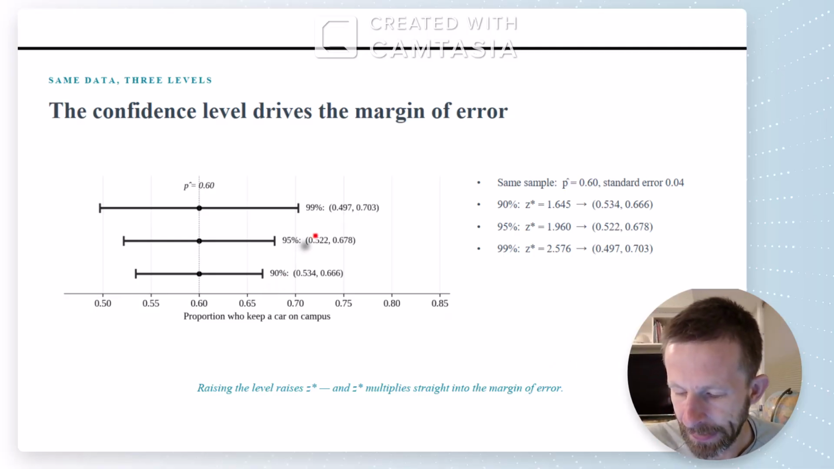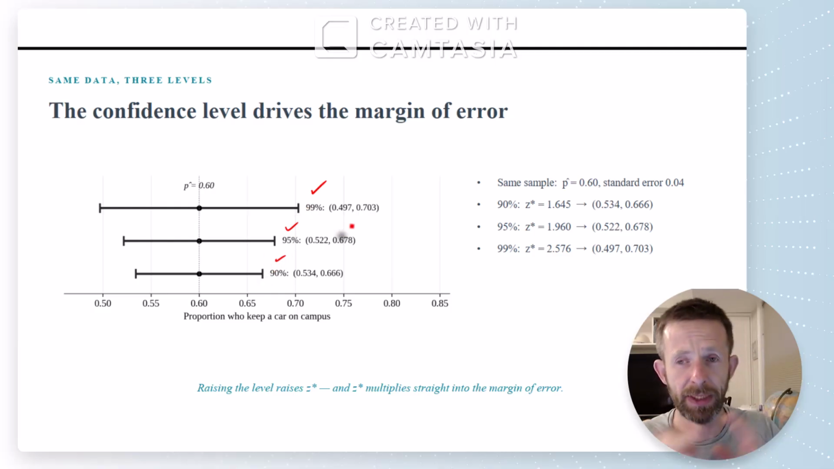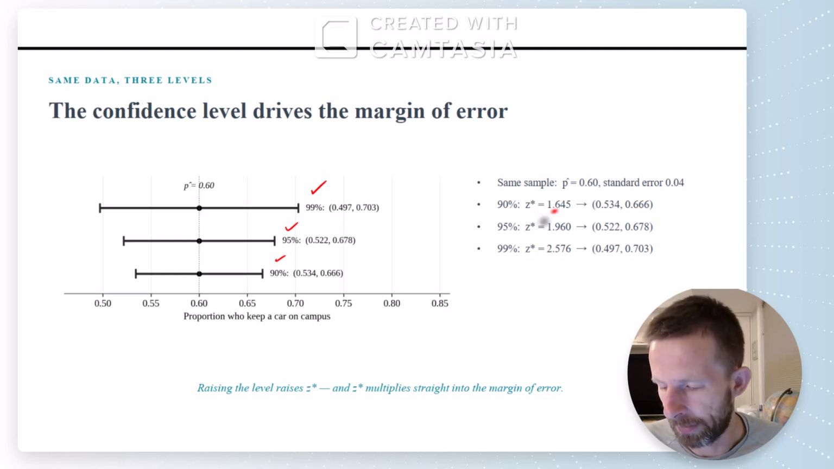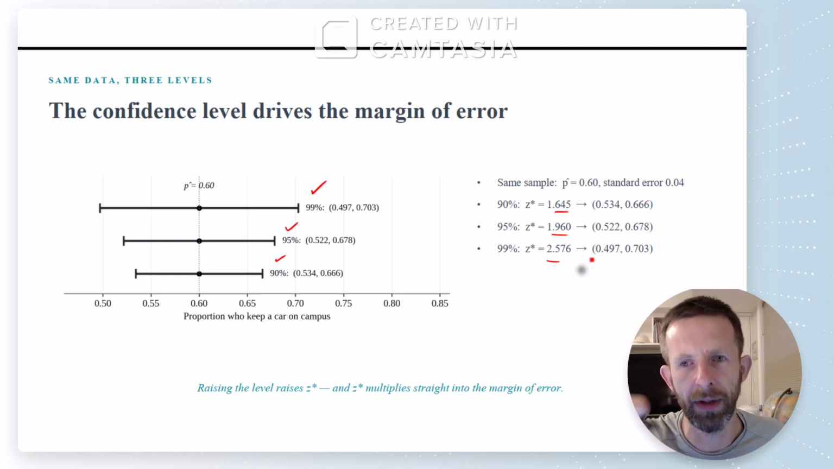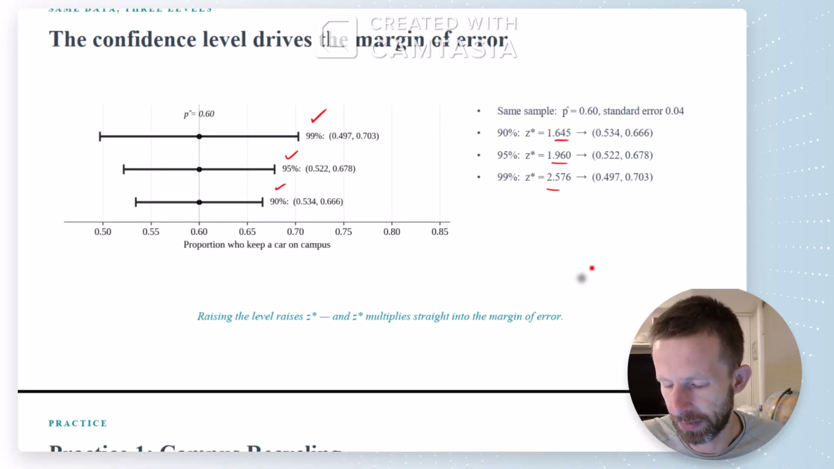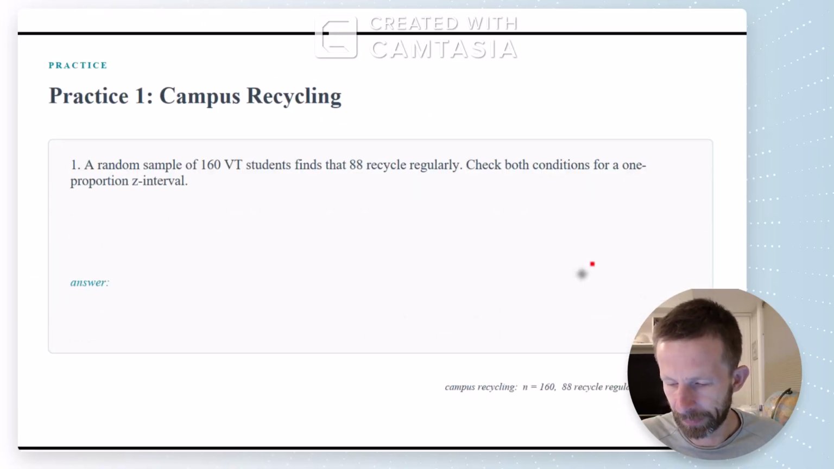Reminder, as my confidence level increases from 90 to 95 to 99%, my interval gets wider. So the bigger the confidence, the wider the interval. And the multiplier basically dictates that. As your confidence level goes up, the value of the multiplier goes up, which makes your margin of error wider, which makes your confidence interval wider as well.